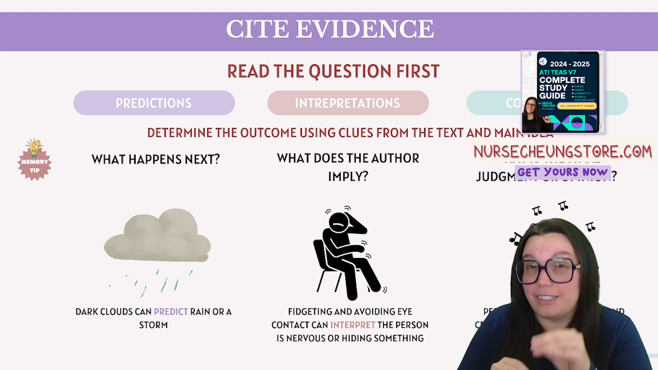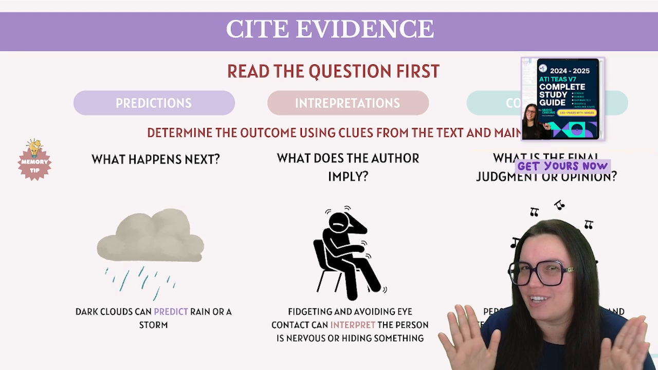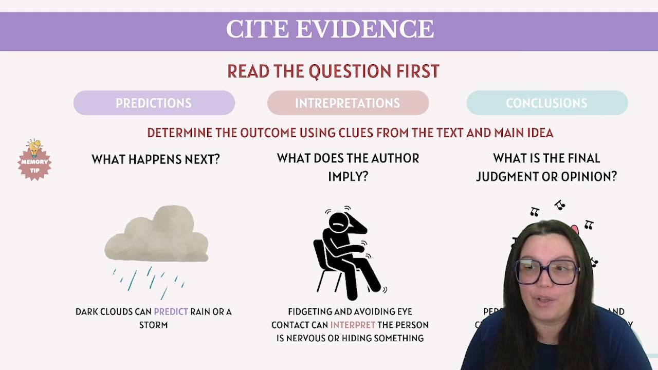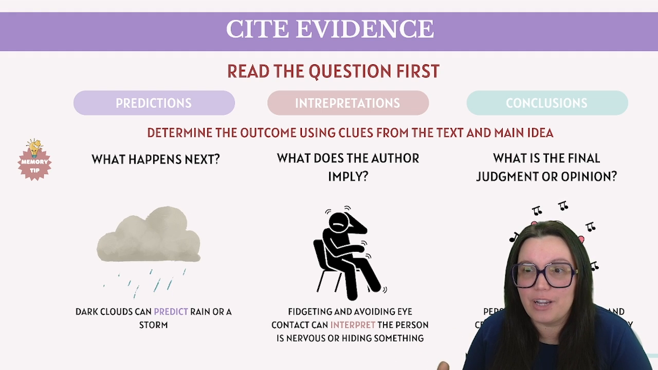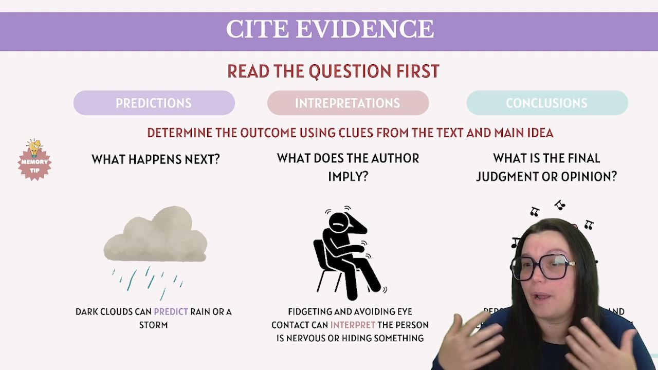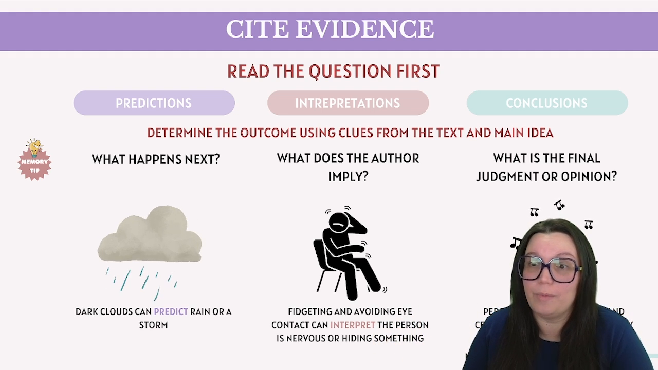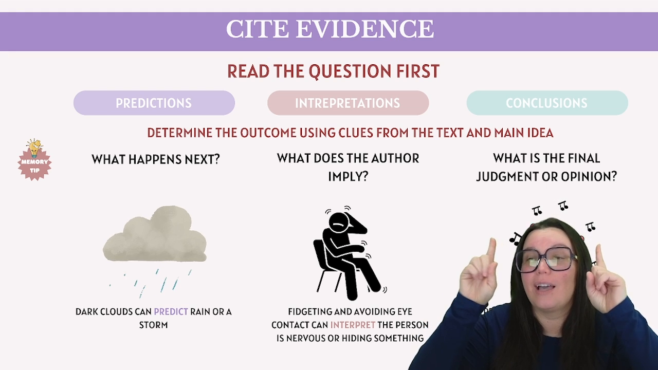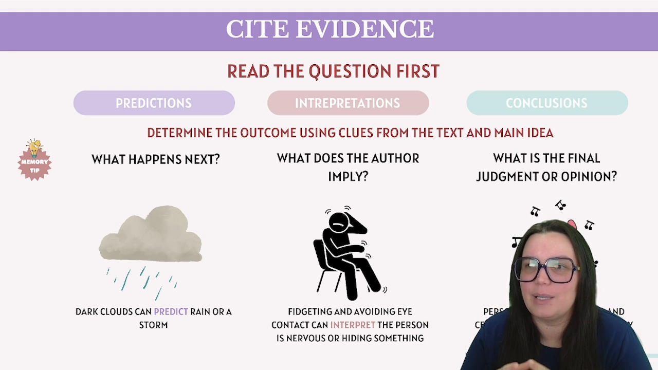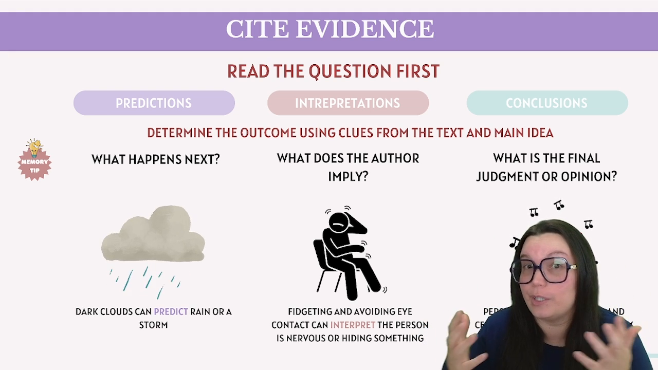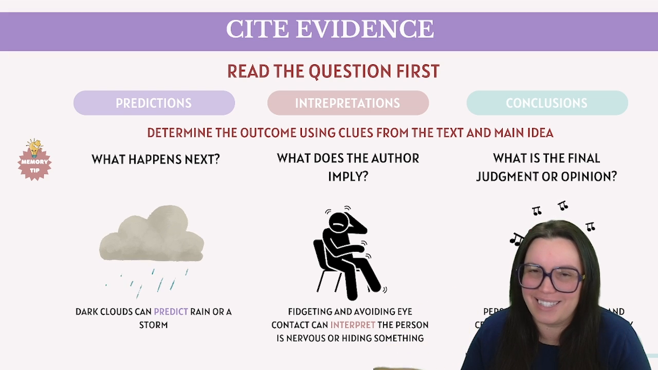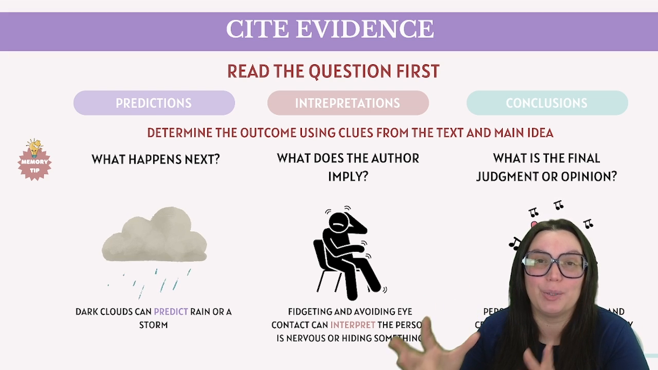This is like being a little detective and guessing what might actually happen next. So for example, if a story mentions dark clouds gathering, you can predict that there might be some kind of rain or storm that's coming. It's like actually looking up at the clouds in real life and guessing what is actually going on. Is it going to rain? Is it not going to rain? It's the same thing.